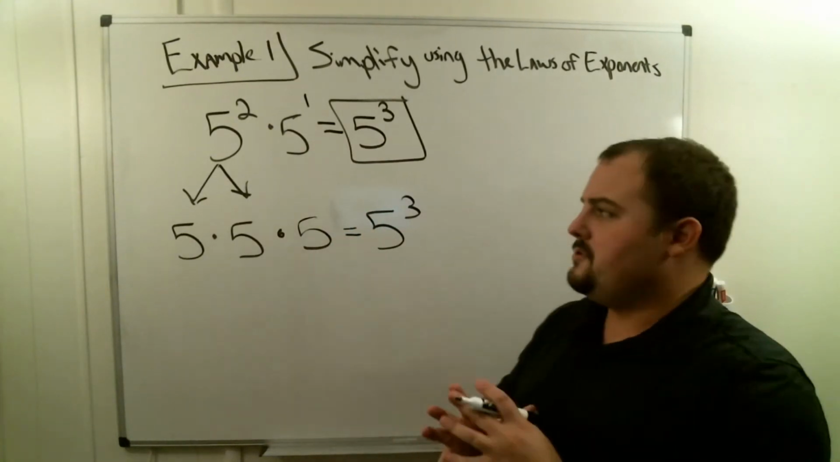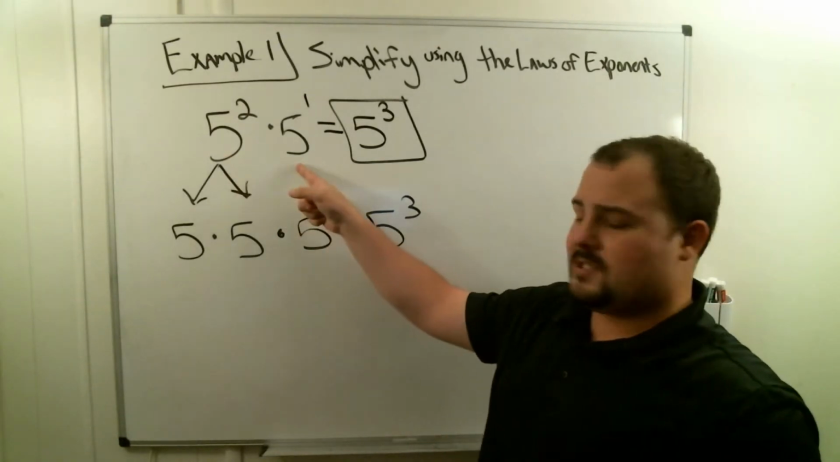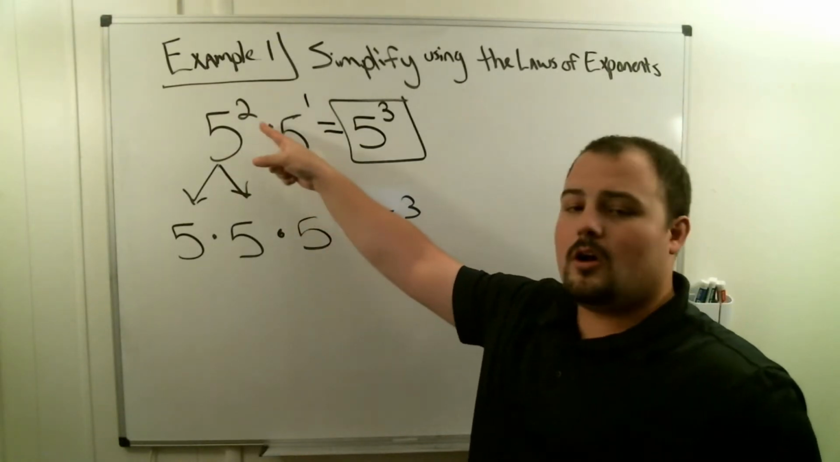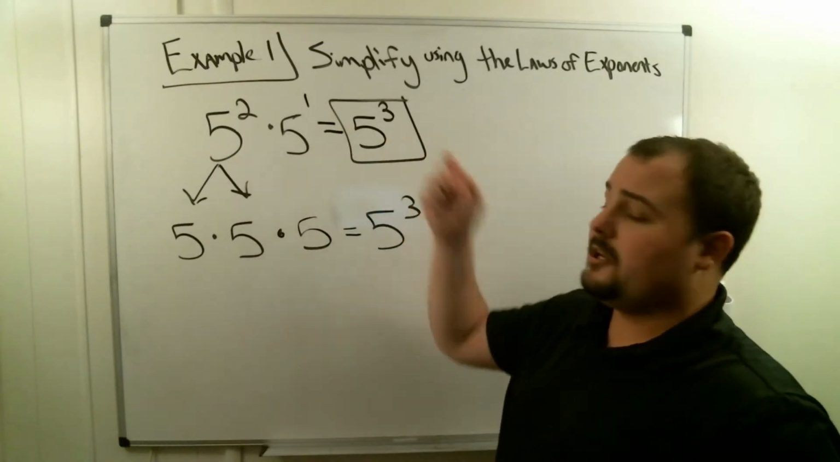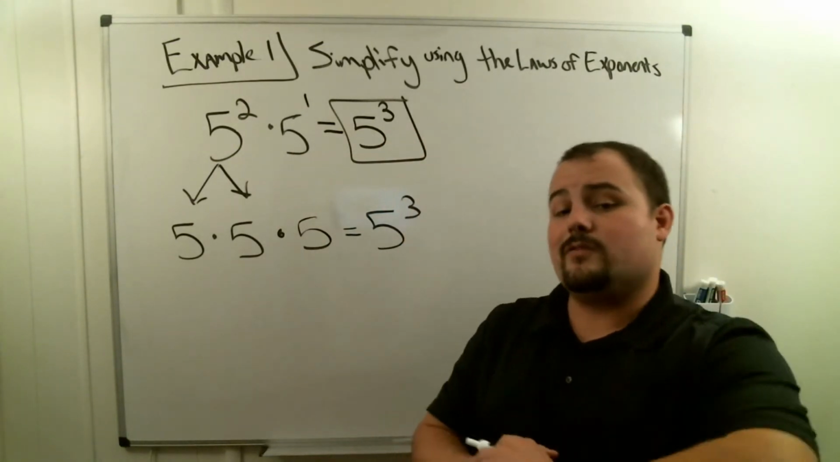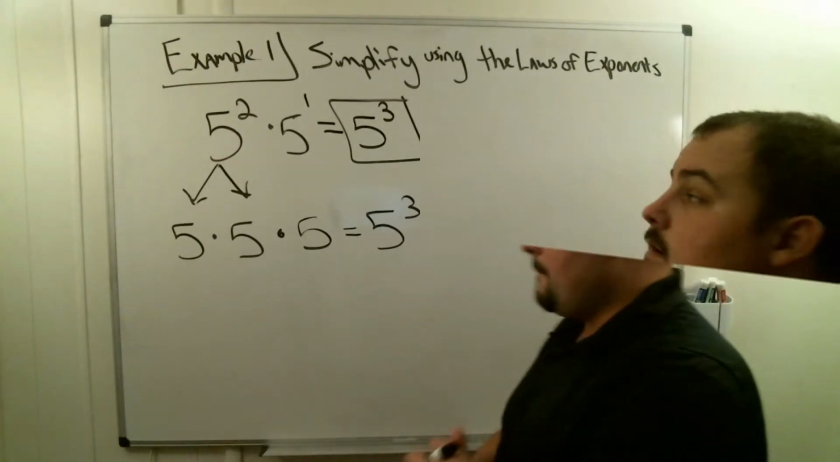So the product of powers rule just says as long as this number is the same and we're multiplying, all we have to do is add these two numbers up top. Those are our exponents. We add those, we get our answer. So this answer is 5 to the 3rd. Let's go ahead and try some more.